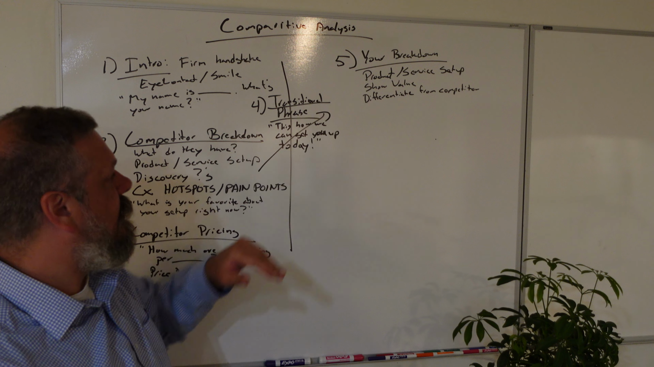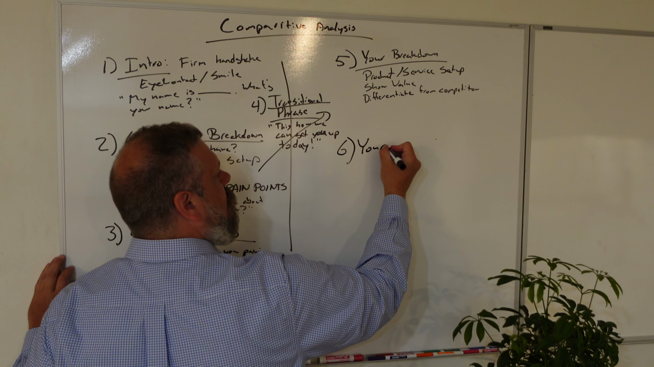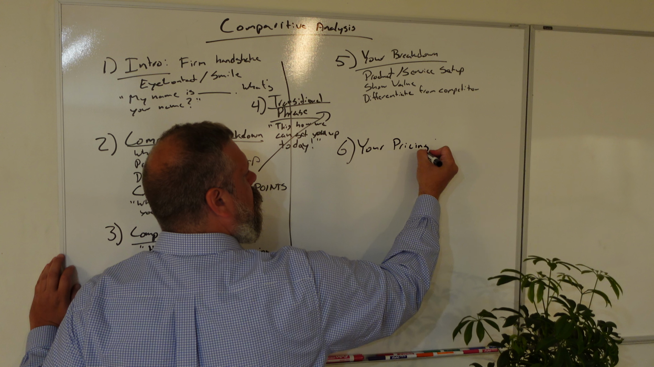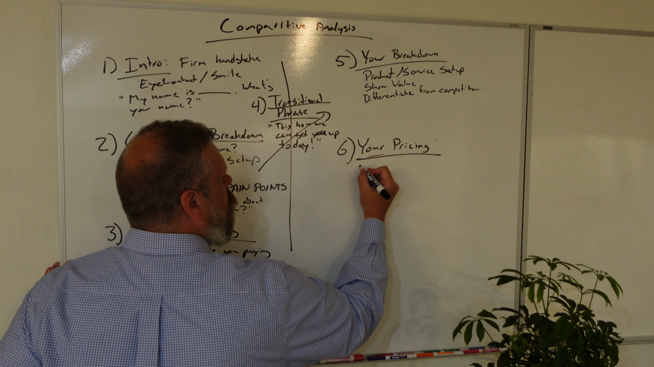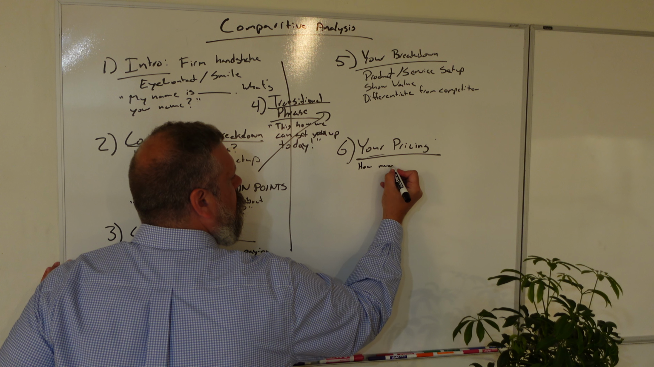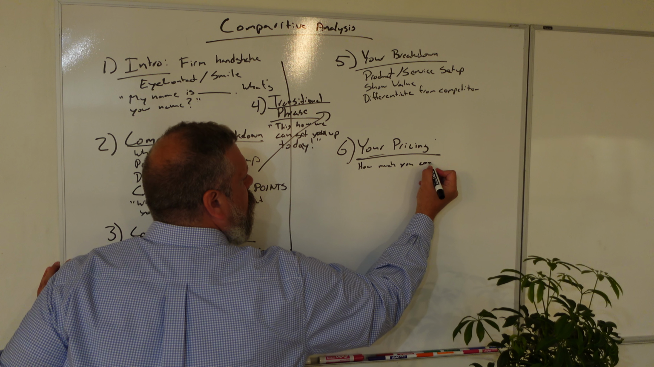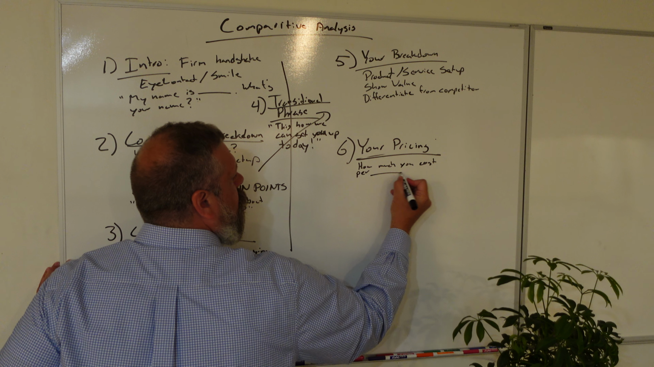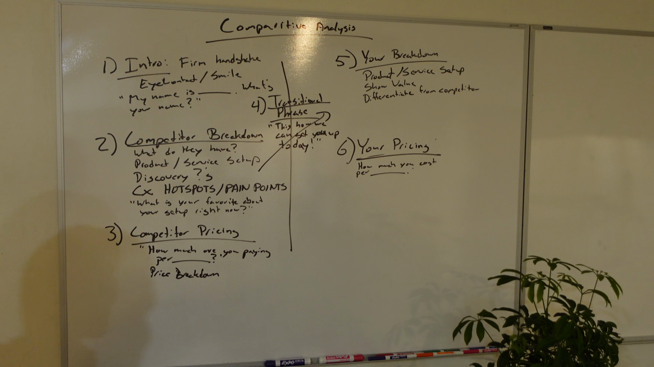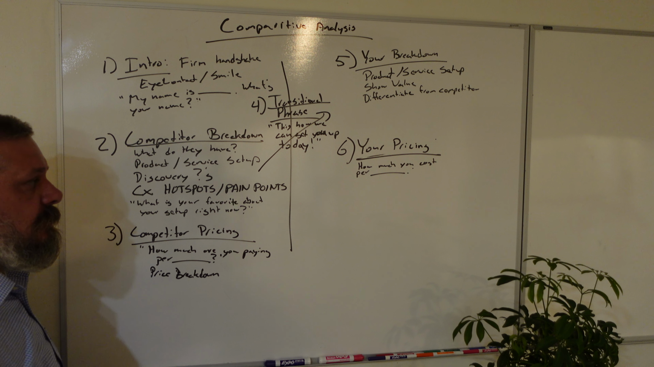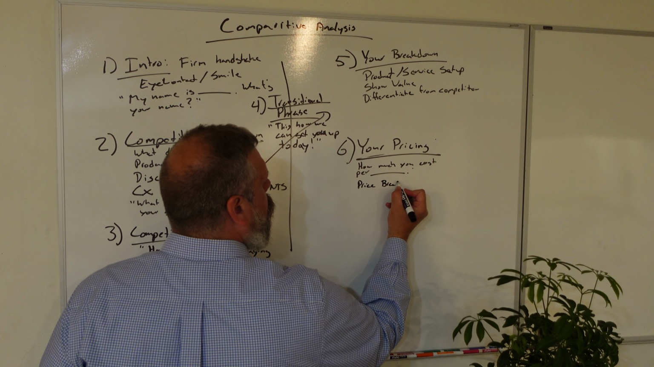Next, you're going to have your pricing breakdown, right? Competitor breakdown, our breakdown. Number 6 is your pricing. Same deal. Just tell them straight up how much you cost per blank. And then do a breakdown also. Show them where the money's going. This is important. Price breakdown.